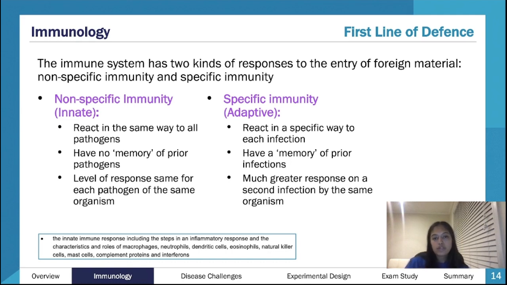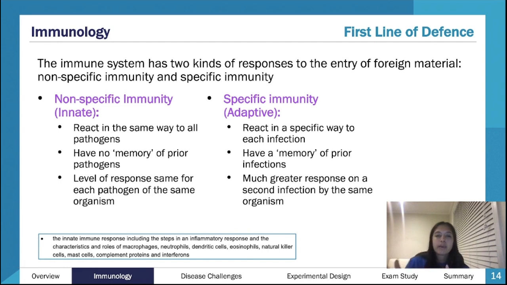Your non-specific immunity, and it's important to know the differences between these, is basically your one size fits all. It works really quickly, sort of like instant, like putting a band-aid on. So whatever the pathogen is, if it's a virus, a bacteria, a prion, whatever, the innate immune system is going to act in the same way. Again, one size fits all. There is no memory of prior pathogens.